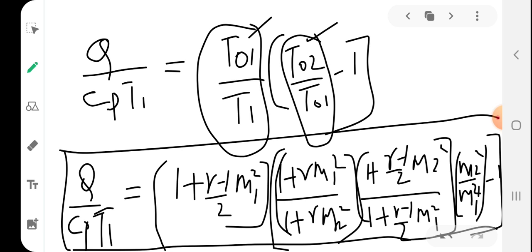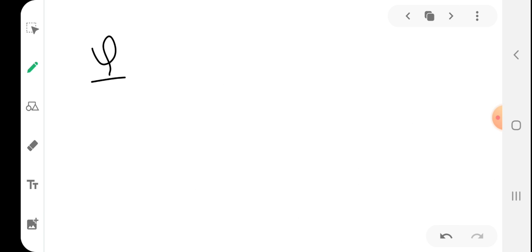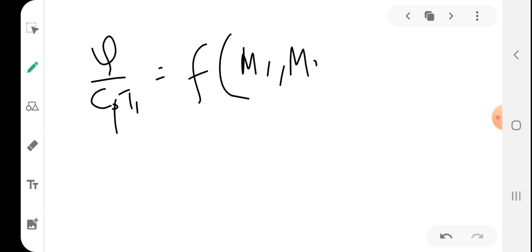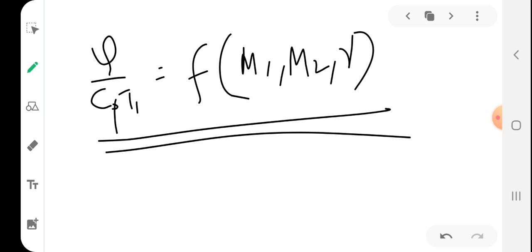Why have I divided by T1 here? Because Cp T1 is an amount of heat, so heat by heat will be a non-dimensionalized form. In order to make it non-dimensional, I have divided by T1. So Q by Cp T1 is purely a function of M1, M2 and gamma. If you know the Mach number at the inlet, the Mach number at the outlet and gamma of the flow, you can get Q by Cp T1.